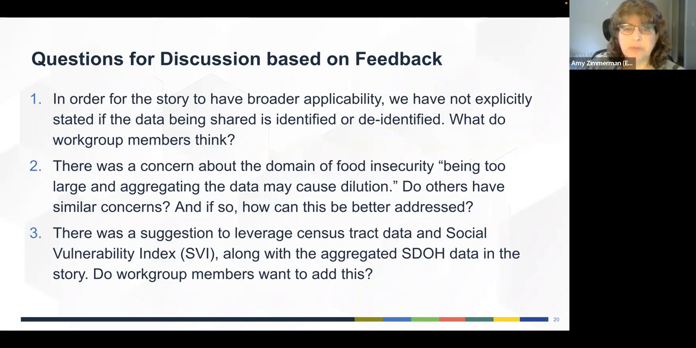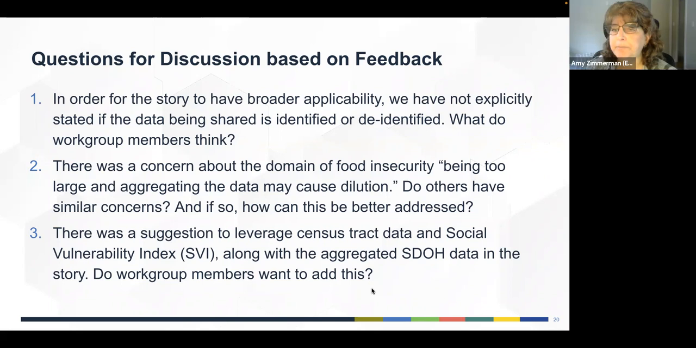The third question was really around a suggestion that we not just look, the story talks about looking at zip code level information around food insecurity and also around prevalence of diabetes. And so there was a suggestion to focus and leverage census tract data and the social vulnerability index, along with the aggregated SDOH data in the story. So we just wanted any thoughts or feedback on whether or how difficult it would be, or whether it would be important to go down to the census tract level and to think about using the SVI.